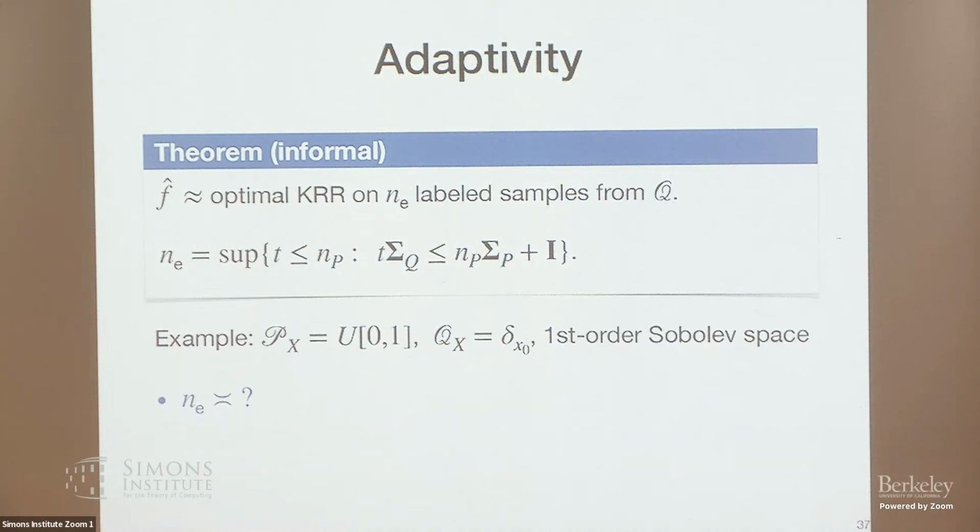My source distribution is spread out. It's uniform between 0 and 1. It's a uniform distribution. And my target data is only at 1 point.